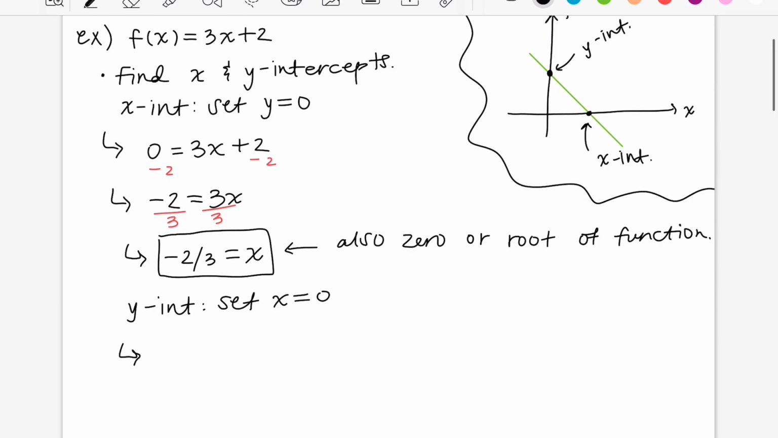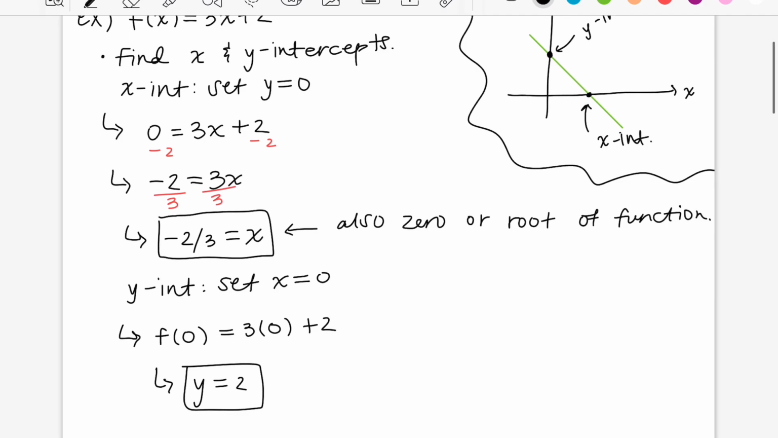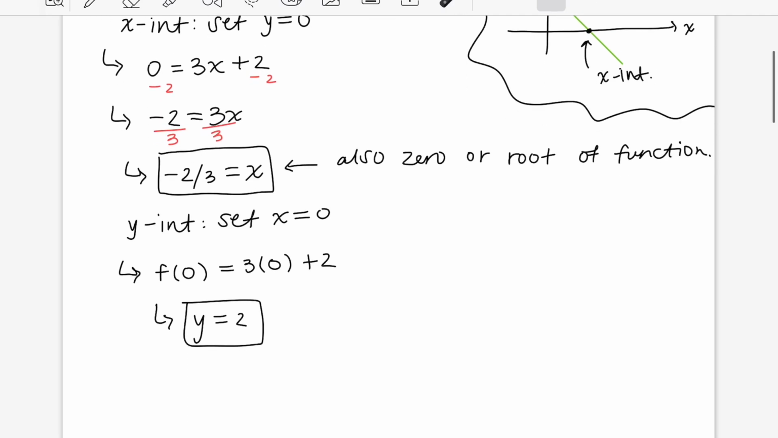Now we have our function f of x is equal to 3x plus 2, so we're just going to plug in 0 for our x here. So we're plugging 0 into our function of x. So we get 3 times 0 plus 2. And so we get that our y value is equal to 2. So this tells us that our y-intercept is equal to 2. So at our x value of 0, our y value is going to be 2.